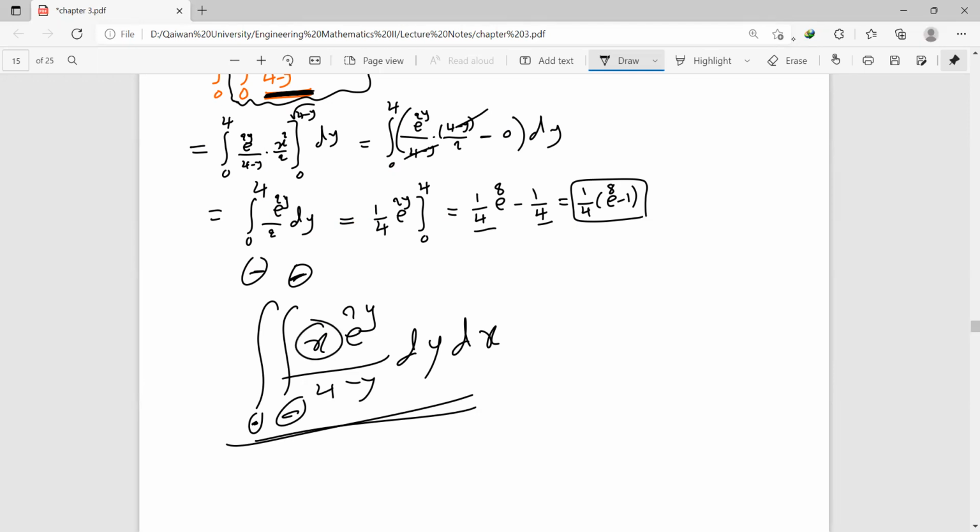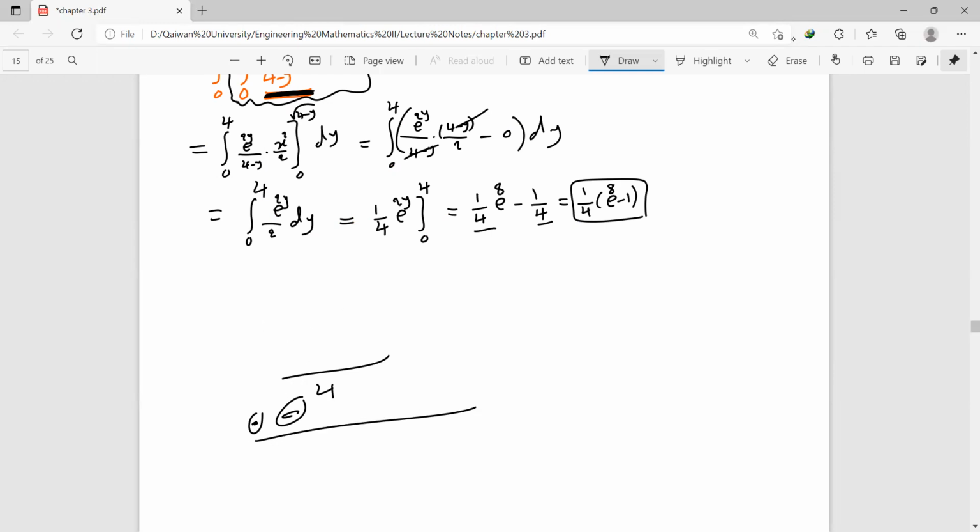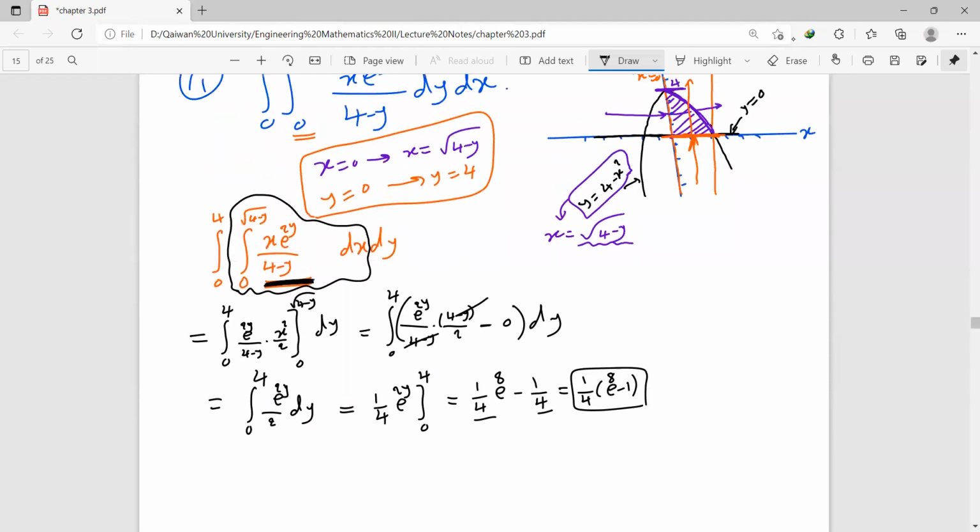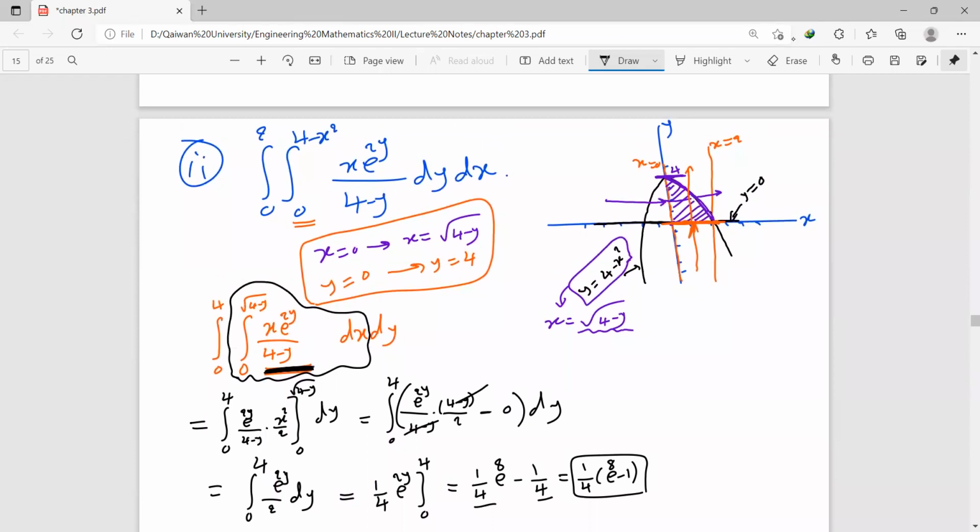But here you have x only. It's easy to find integration with respect to x because you have only x, that's x squared over 2, and the rest are constants. So that's why we use changing of order for the integration, then we find the integration. That's all. And here, in changing the order, it's important to draw the region. You should draw the region first and then do it.